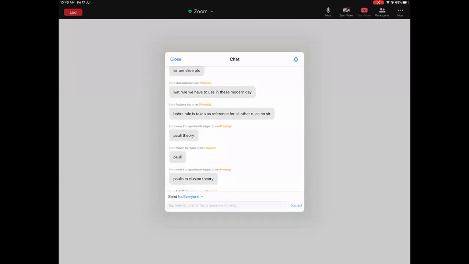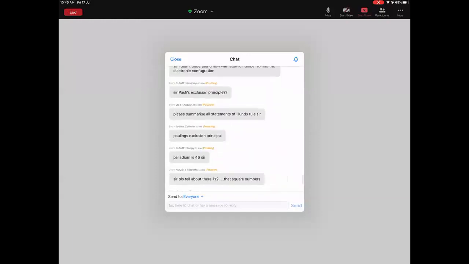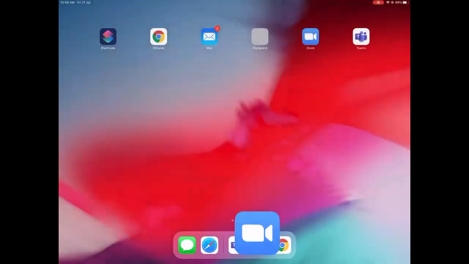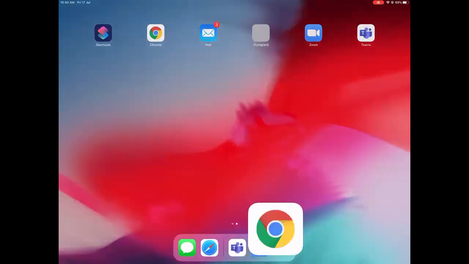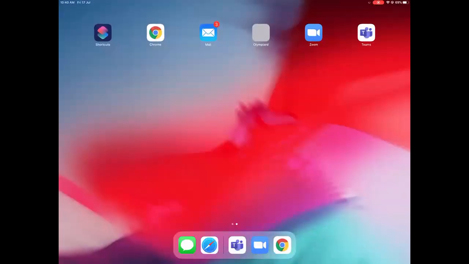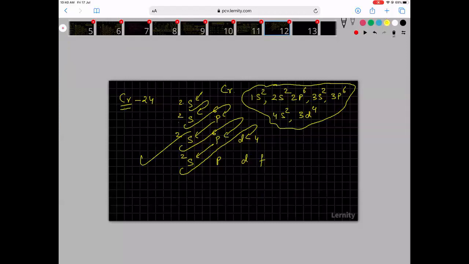Bohr's rule is not taken as a reference. There have been numerous advances in science, so based on those advances, I made a mistake there. It is not Hund's rule, it is Pauli's rule. I'll rectify that. Let's rewrite those 3 laws once again if you want to. But please understand first how to fill chromium, and then we can move on.